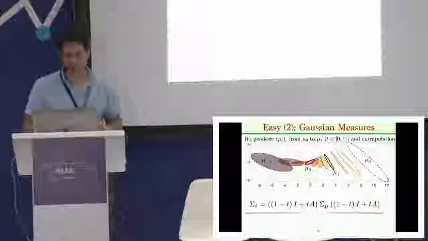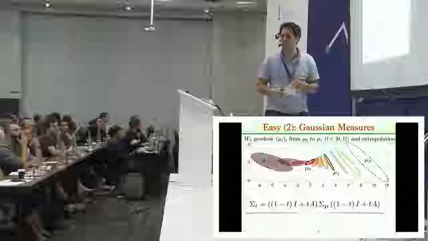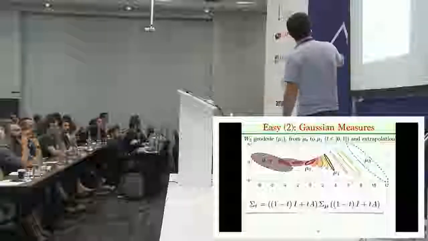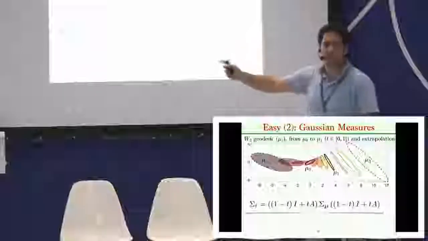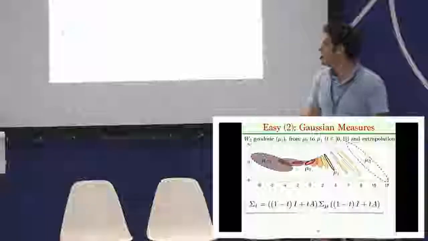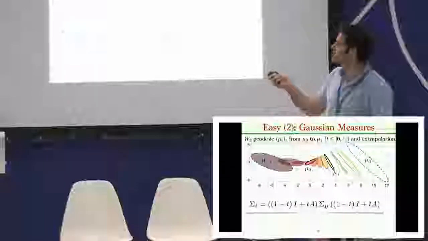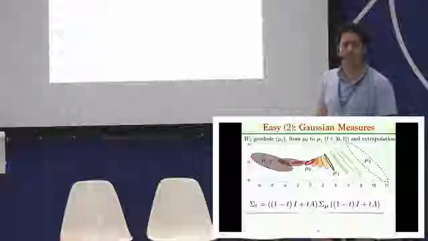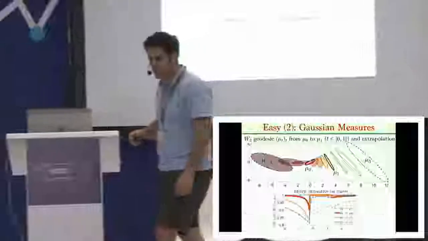Let me just say that what this gives you is a nice way to interpolate between Gaussians. If I have a Gaussian here, mu 0, and a Gaussian here, then I can very easily have a linear interpolation of Gaussians, and it's pretty much what you would expect. It's some kind of linear interpolation between the two positive definite matrices. So all of this is closed form, and it's easy to check.